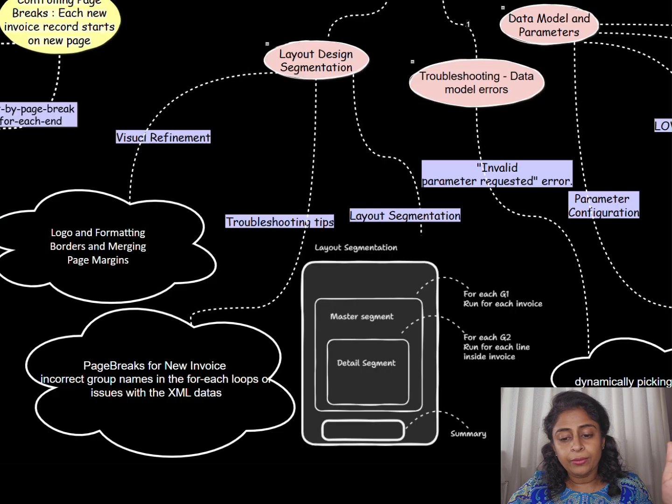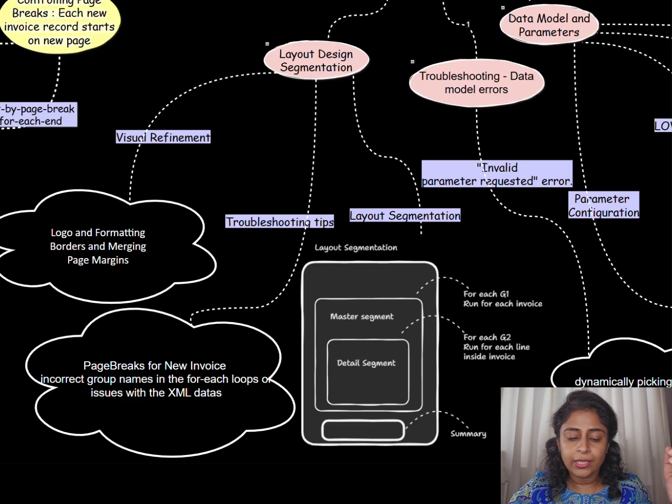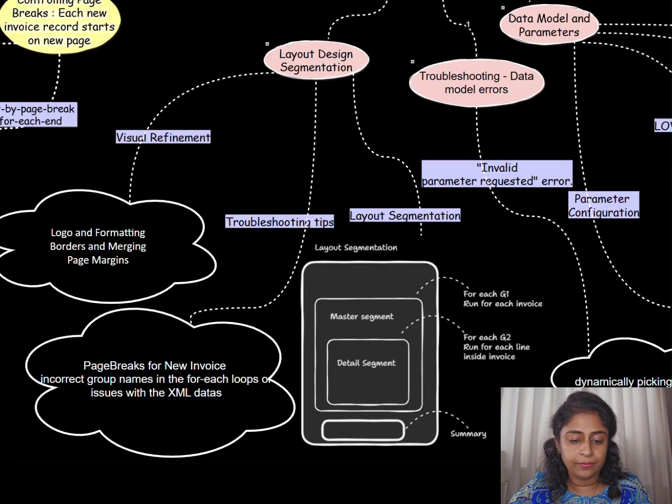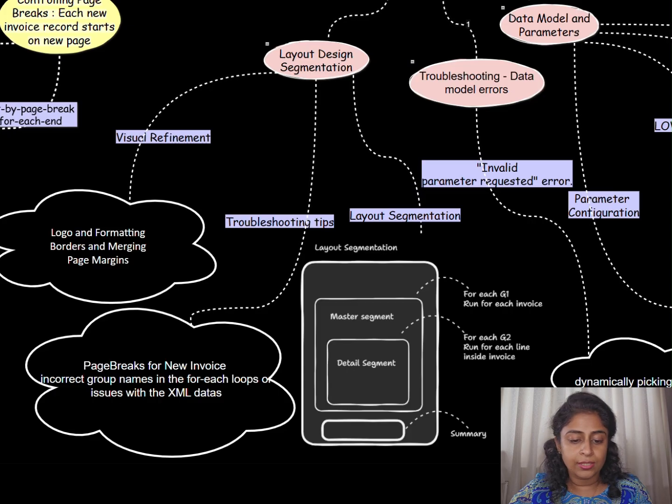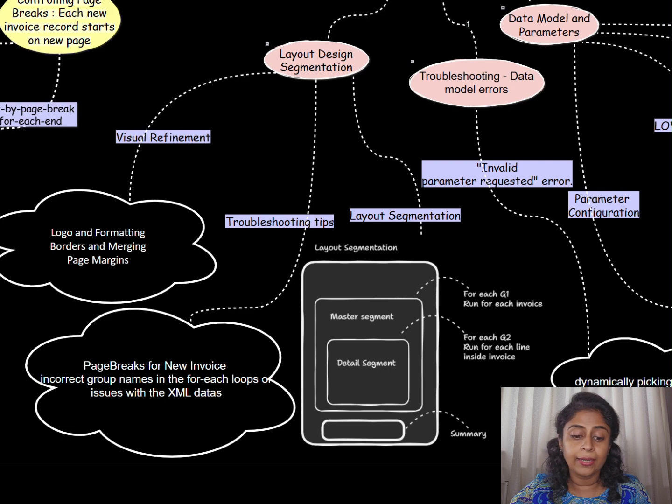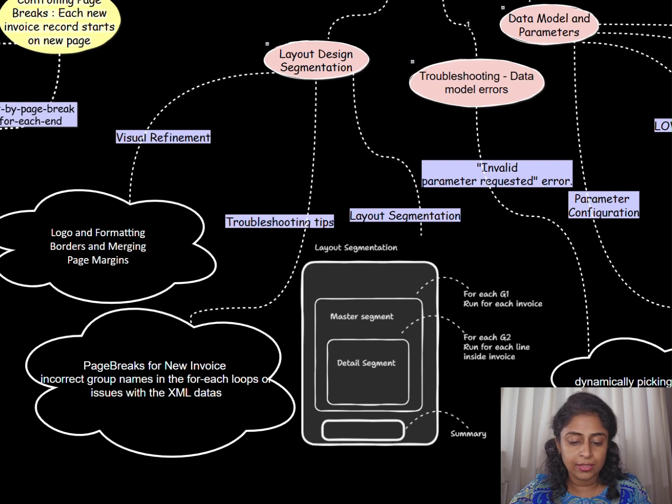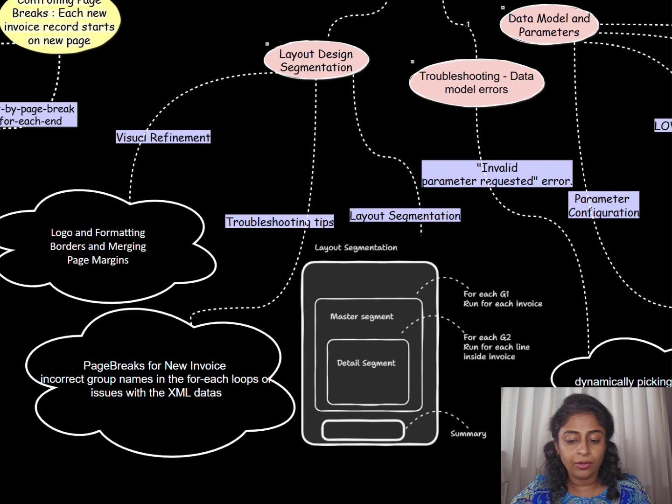So before we begin designing our layout, we need to export the sample XML data from our data model. Now let's look into the layout segmentation strategy. The report is conceptually divided into 3 distinct sections. Master data section, which contains all your header level information like company logo, address, invoice details like invoice number, invoice date, bill to and ship to information.